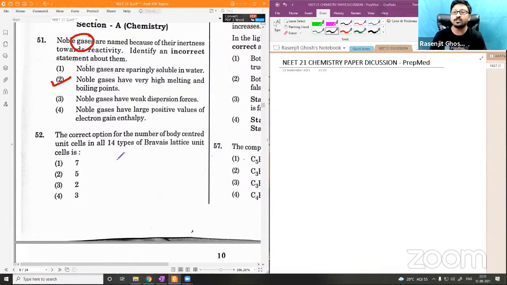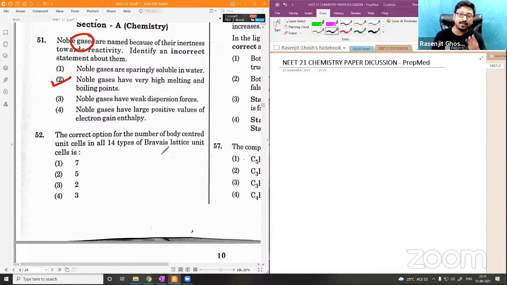Now question number 52. The correct option for the body-centered unit cell in the 14 types of Bravais lattice system. All of you know there are 7 lattice systems, and depending on the different variations of FCC, simple cubic, BCC and end-centered cubic, you have a total of 14 different types.